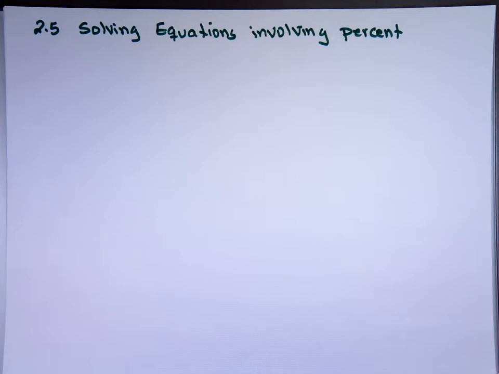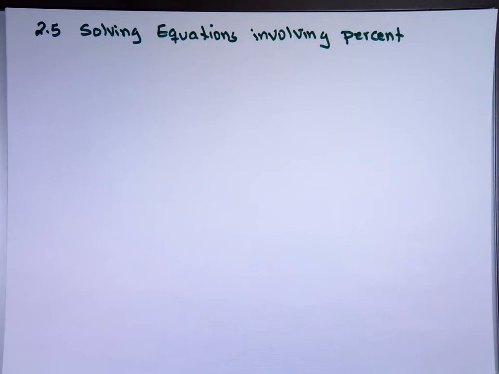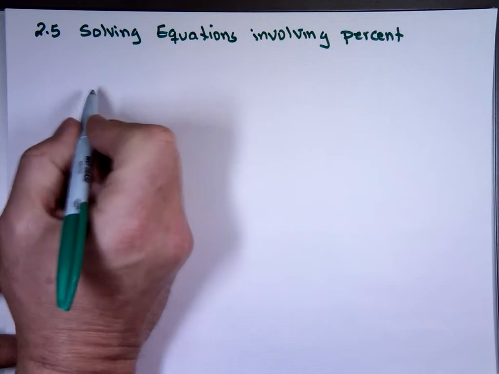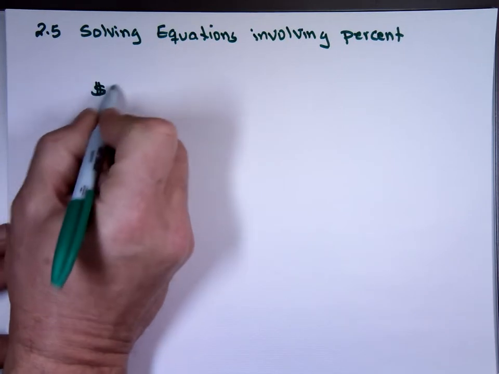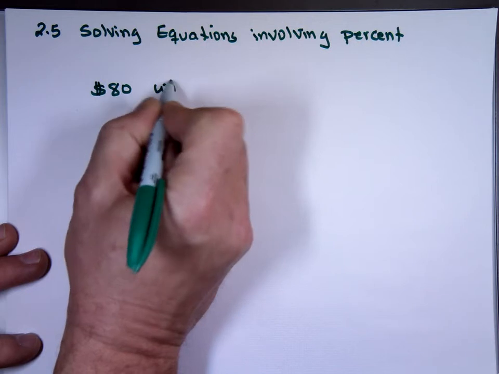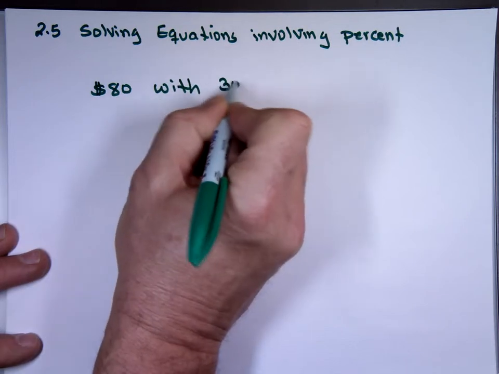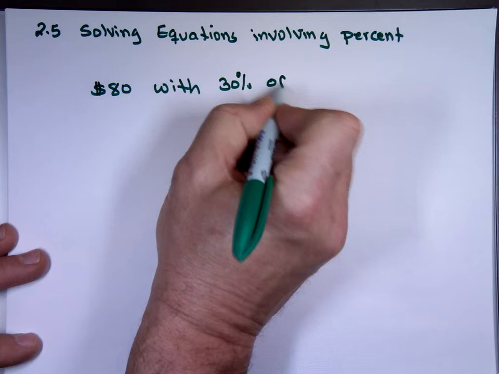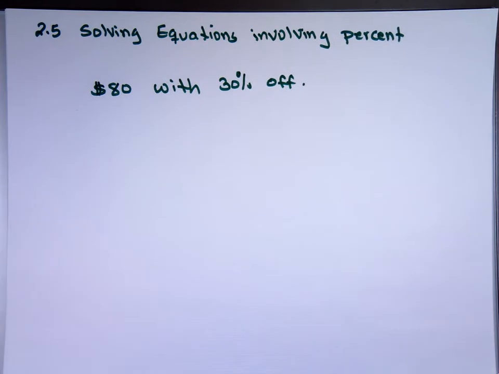So, solving equations involving percent. I went to get winter gloves. Every time I go outside in this weather, my hands are cold. And these gloves were $80 with 30% off. So how much is it going to cost me to buy them, not counting taxes, if I want to buy these gloves?